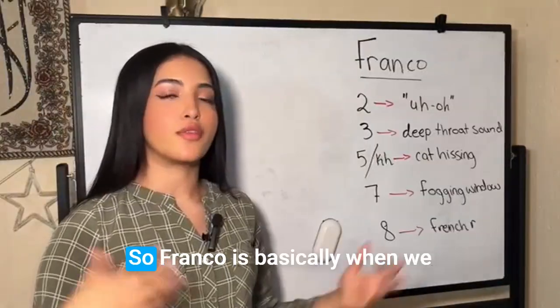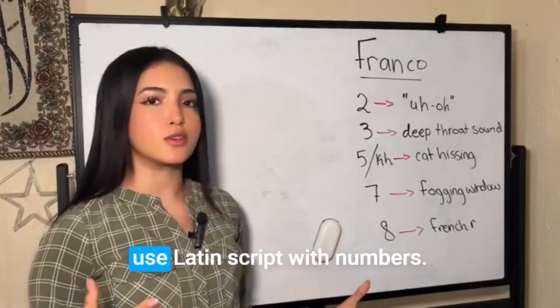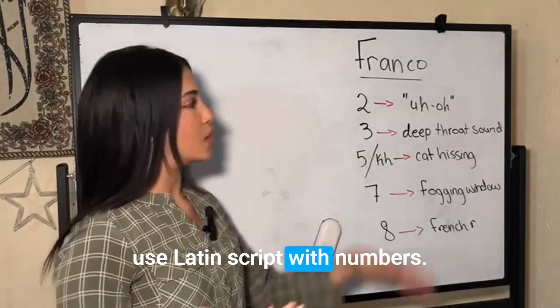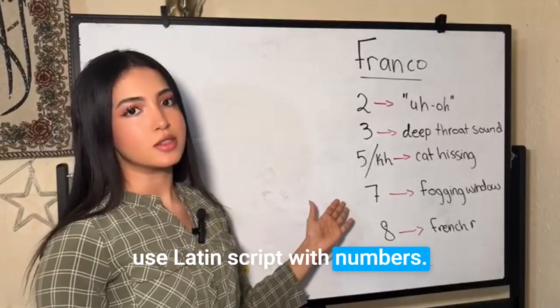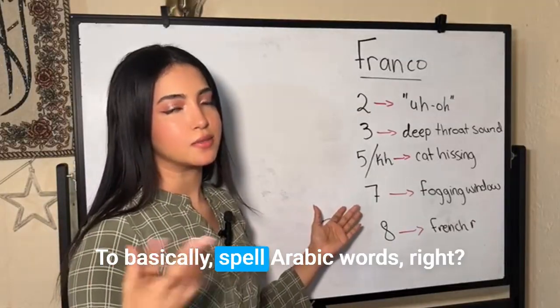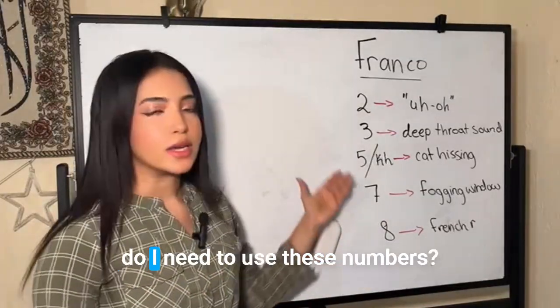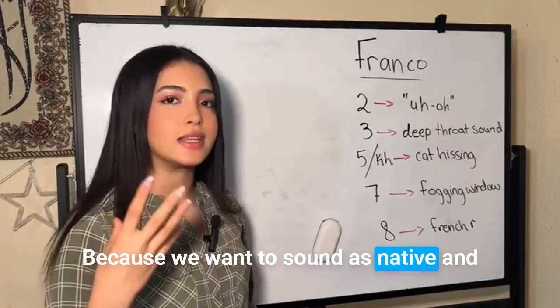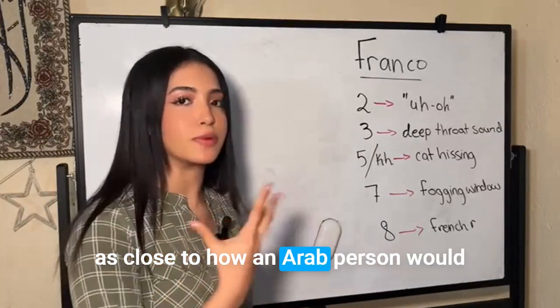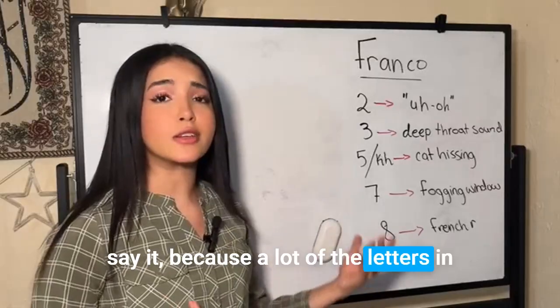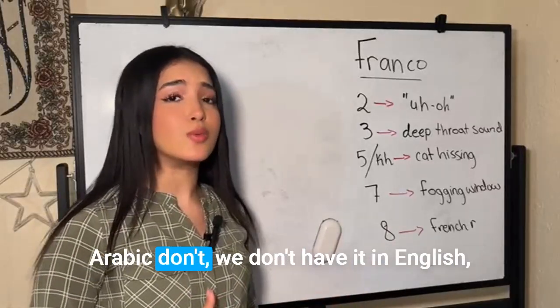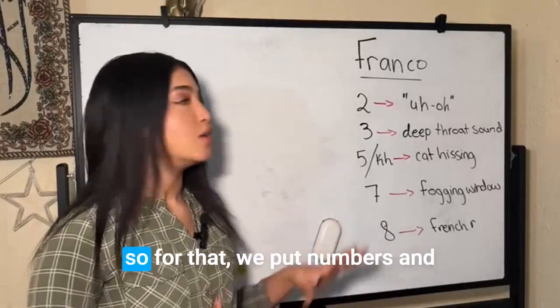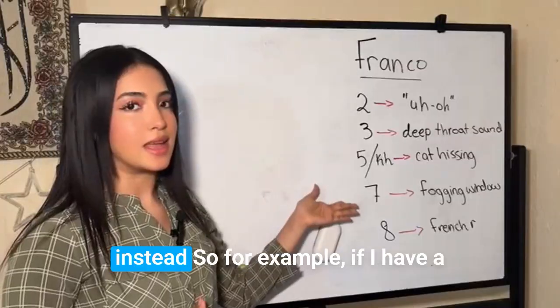So Franco is basically when we use Latin script with numbers to spell Arabic words, right? Why do I need to use these numbers? Because we want to sound as native and as close to how an Arab person would say it. A lot of the letters in Arabic we don't have in English, so for that we put numbers instead.